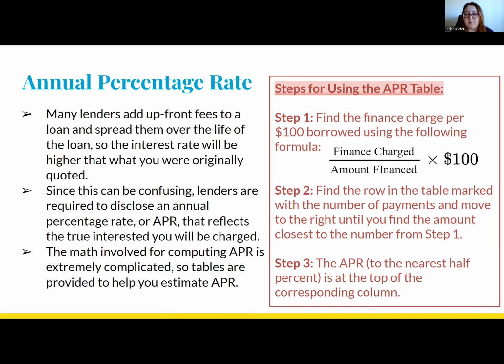Step 2, you find the row in the table marked with the number of payments and move to the right until you find the amount closest to the number that you got from step 1. Step 3, the APR to the nearest half percentage is at the top of the corresponding column. If you can't quite land directly on a value, you'll just estimate the value in between. So that's what we're going to do when we do an example.